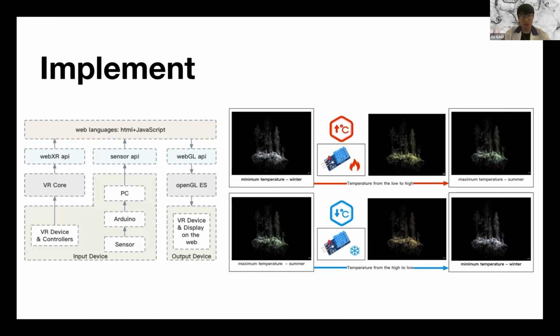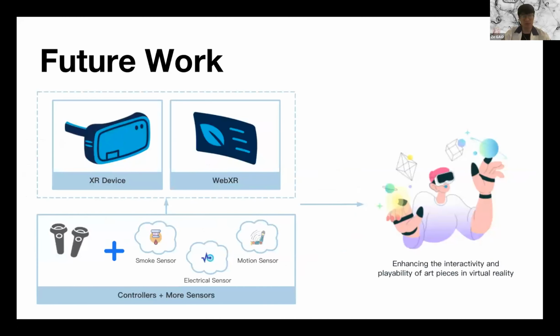We are definitely using sensors in the art creation, such as smoke sensors, electronic sensors, motion sensors, motion capture, or something else. So I think we're going to add more of these different sensors to create more interesting scenarios and help the audience get a more immersive experience, as you mentioned before. So I think everything we do from the basic technology is trying to enhance the interactivity and playability of the art piece in virtual reality. Thank you for listening. Do you guys have any questions?